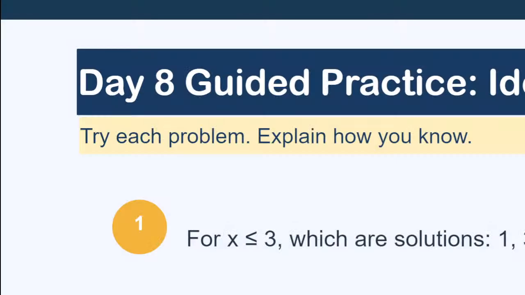This is day 8. Guided practice. Number 1, x is less than or equal to 3, which are solutions 1, 3, 4, 6. 2, x is greater than -1, which are the solutions -3, -1, 0, 2. Number 3, p is greater than or equal to 5, which are solutions 4, 5, and 8. Number 4, for t is less than 10, which are solutions 9, 10, 11. Work with your teacher or partner.